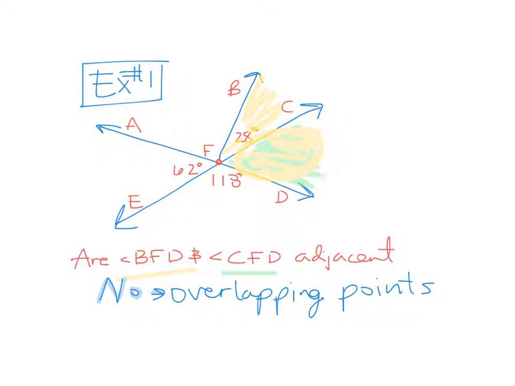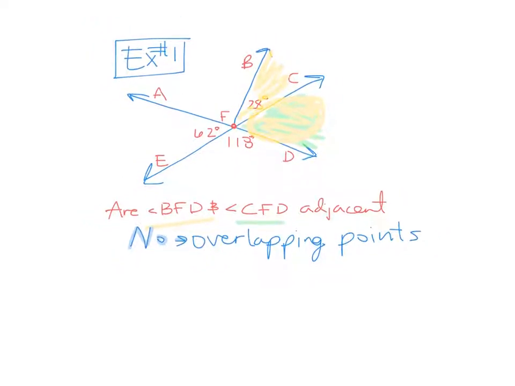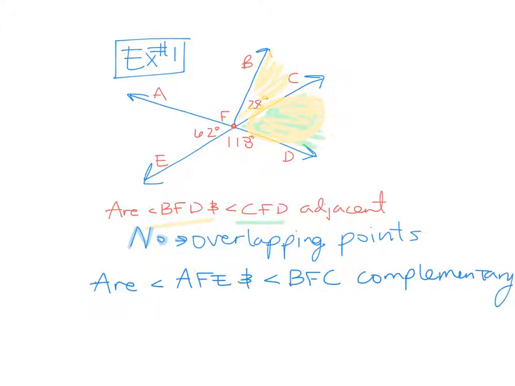Okay, how about this? Can we say that our angle AFE and angle BFC are complementary? So first of all, what does complementary mean? They add up to what? They add up to 90. Complementary is 90. Okay, so if we look at these angles, AFE, right, goes AFE.